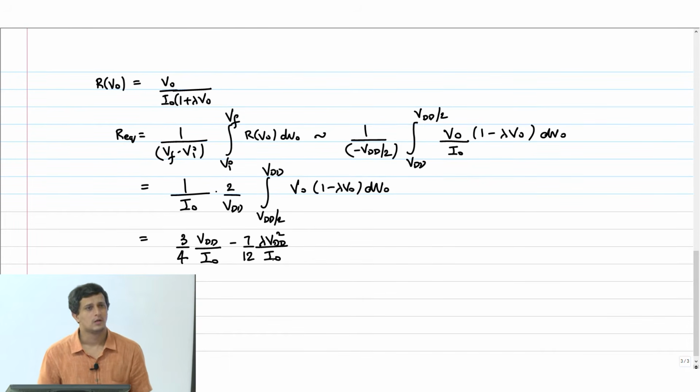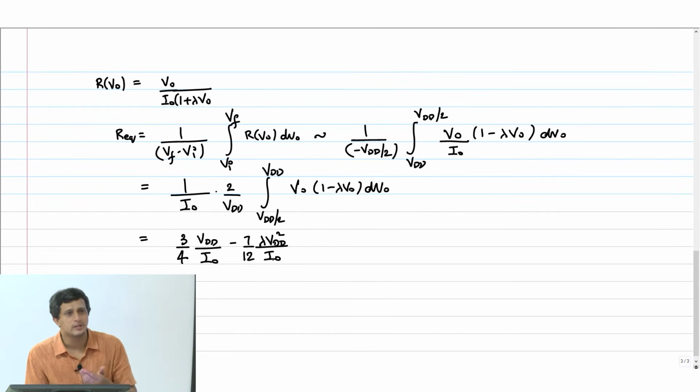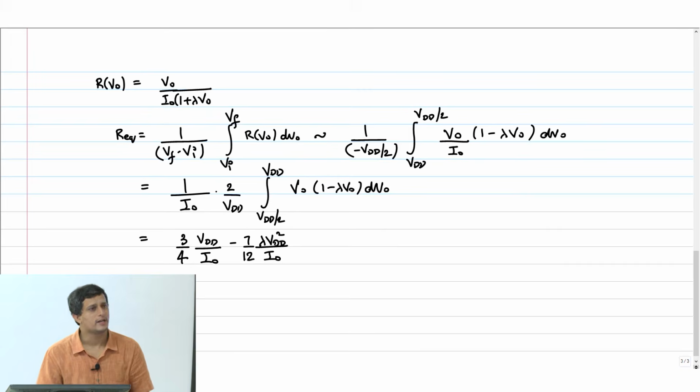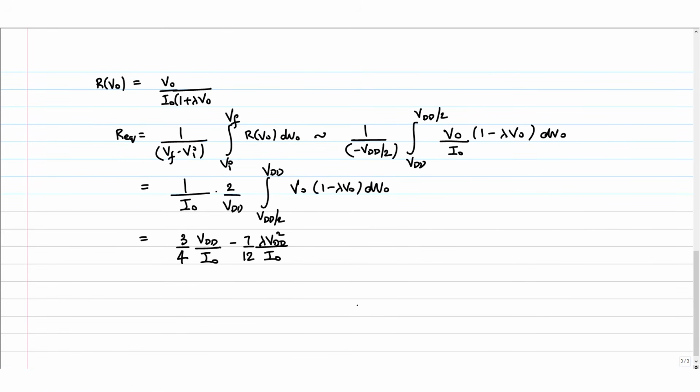Fine. So if it is going to have channel length modulation, then this is the only way you can do it, because there is a variation of resistance all through because of that 1 plus lambda V naught, right. So now the interesting thing is, if it's a long channel device, then lambda is equal to 0. So this implies R equivalent is 3 by 4 VDD by I naught if lambda equal to 0.